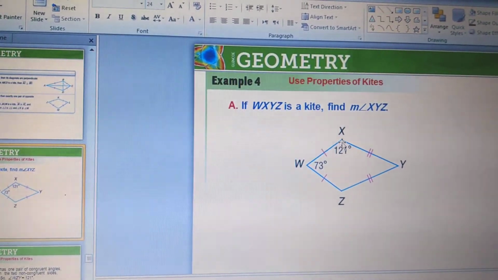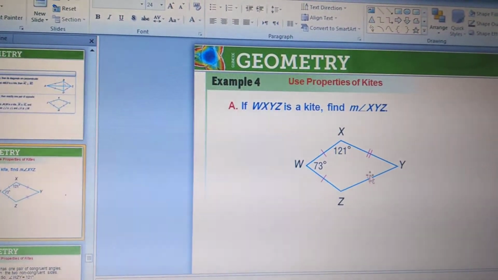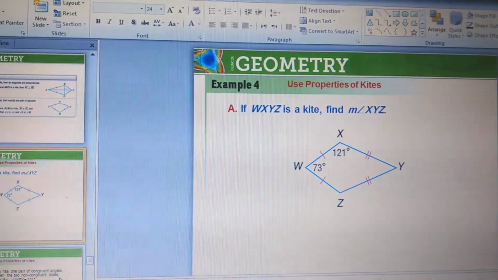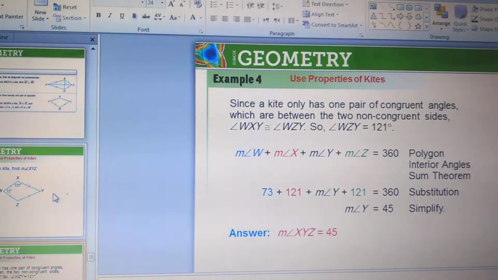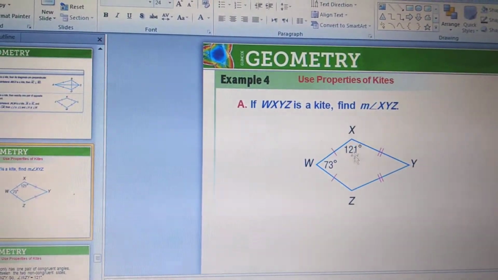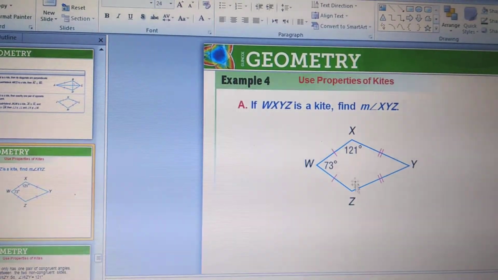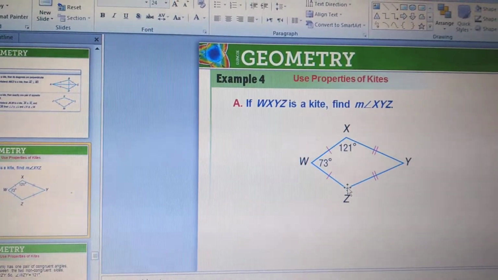Always the congruent angles are where? Not between the congruent sides, no. Between the non-congruent sides. This means angle X and angle Z are congruent. And this is 121, also this will be 121.